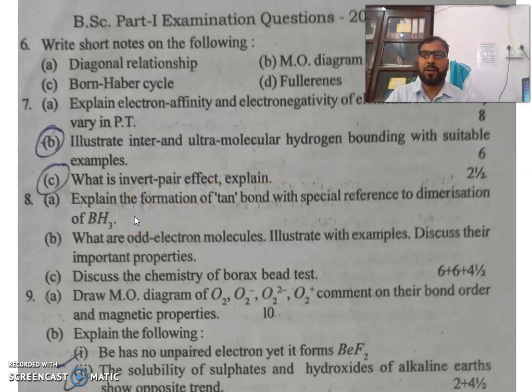Explain the formation of the tau bond with special reference to dimerization of BH3. You know the formation of the dimer, B2H6. BH3 is the monomer and B2H6 is the dimer. So with the examples, you have to explain what is the meaning of tau bond. What are odd electron molecules? Odd electron molecules contain an odd number of electrons. Illustrate with examples and discuss their important properties.